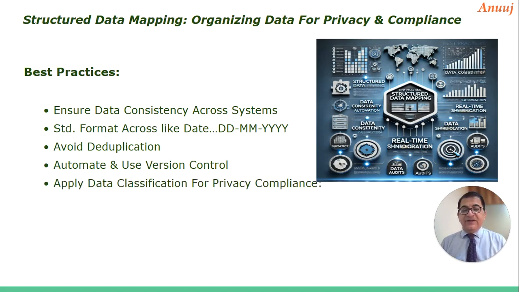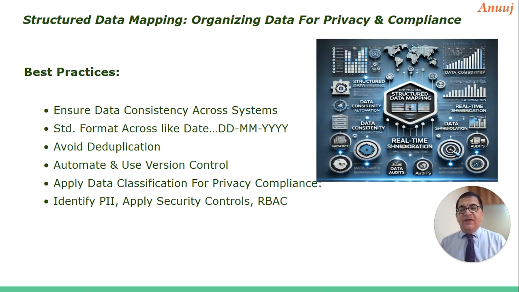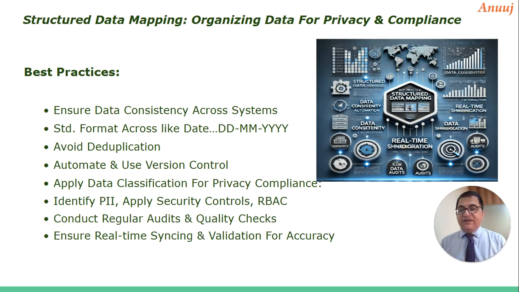Apply data classification for your privacy. Identify the PIIs, personally identifiable information, and apply security controls like role-based access control, RBAC, encryption, privacy enhancement techniques, anonymization. These kinds of things you apply on the tables where you find that there's a lot of PII, and then you conduct regular audits and quality checks, apart from ensuring real-time syncing and validation for accuracy, right?